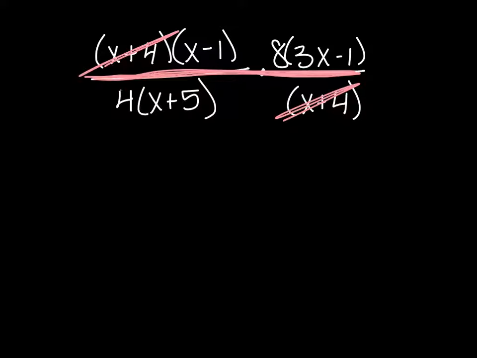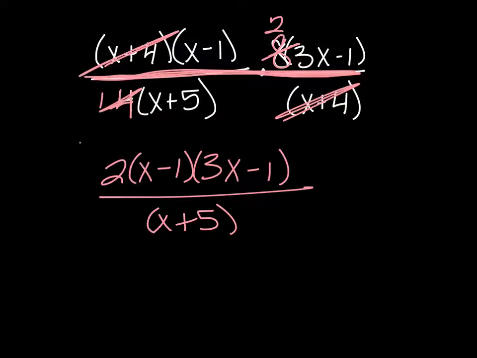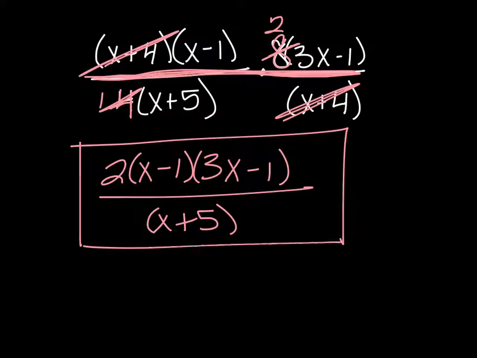Then I also know I have a 4 and an 8. Well, 4 goes into 4 one time, and 4 goes into 8 two times. So remaining on the numerator, I have a 2, an x minus 1, and a 3x minus 1. On the bottom, I have an x plus 5. And there's my final answer. I'm not going to ask you to distribute this all out. You can leave it as factors.